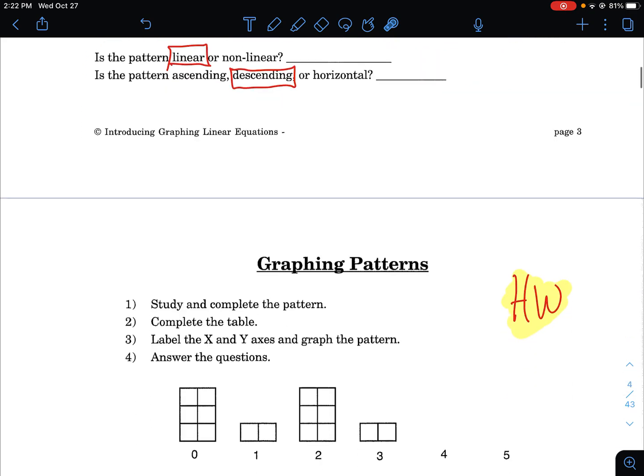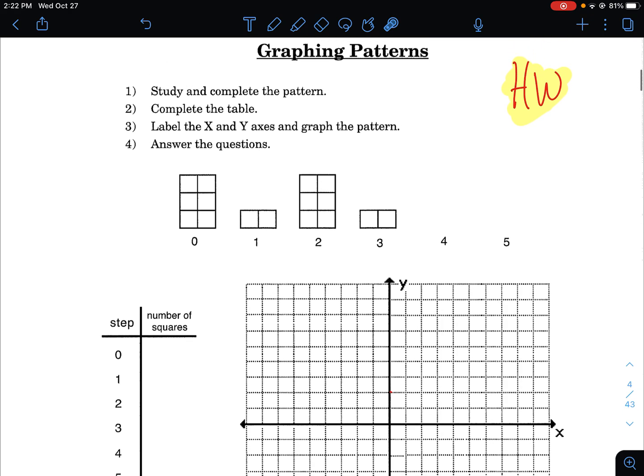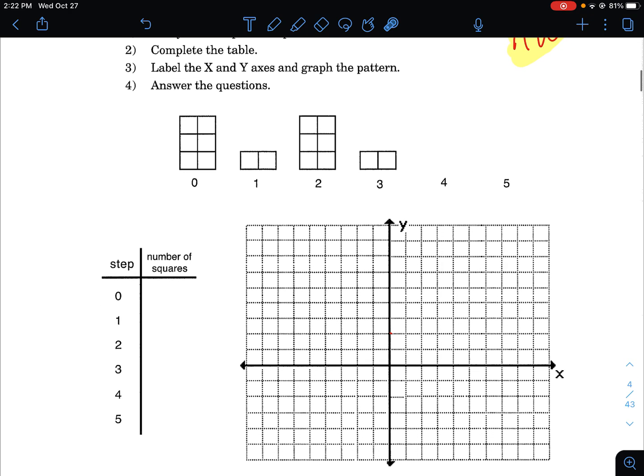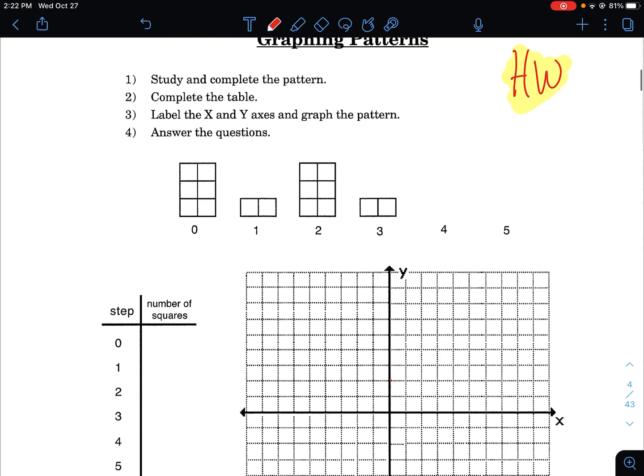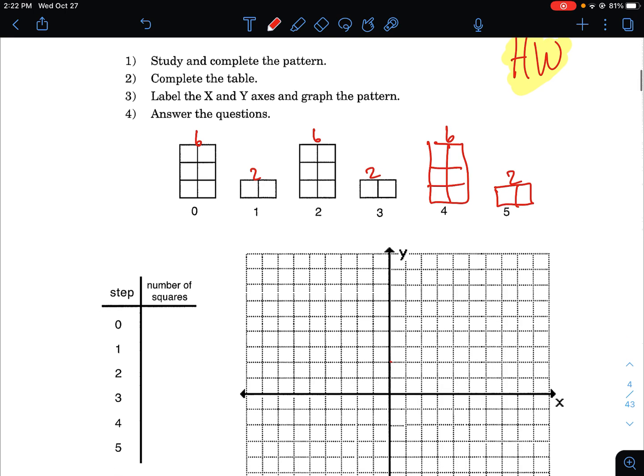All right, let's go ahead and try this one. We will get to this one. It is kind of crazy. So let's look at this. We've got a pattern of, let's see, it looks like 6, 2, 6, 2. I'm guessing the next one is a 6. The next one is a 2. So 6, 2, 6, 2, 6, 2. And it'll probably be another 6 and a 2.